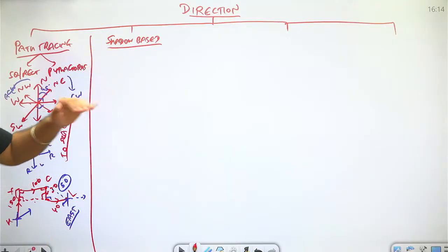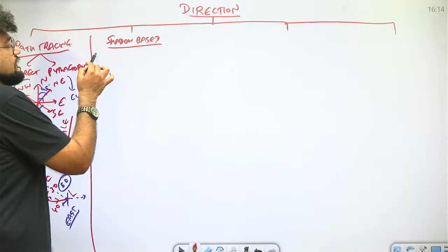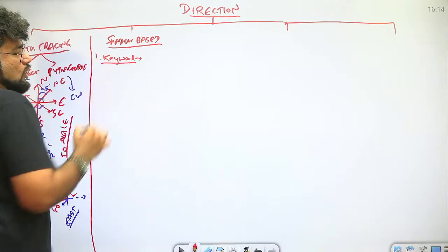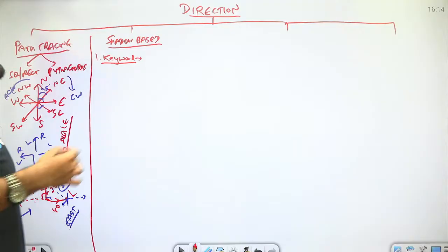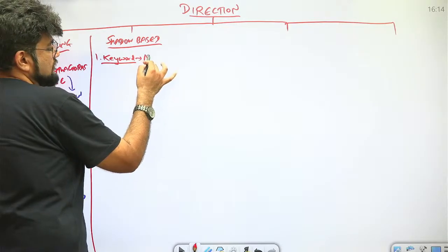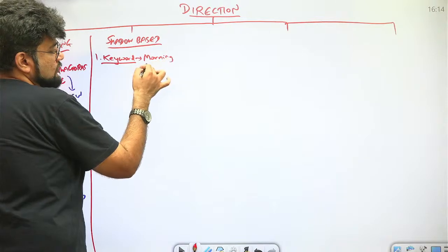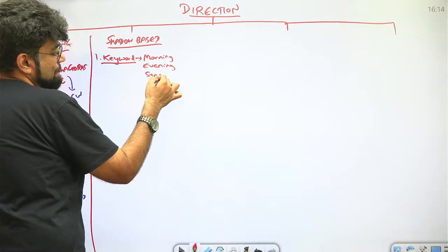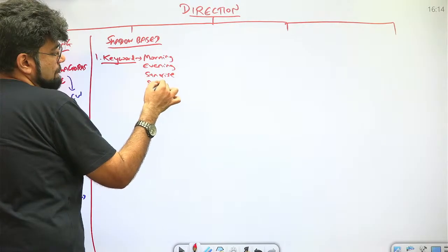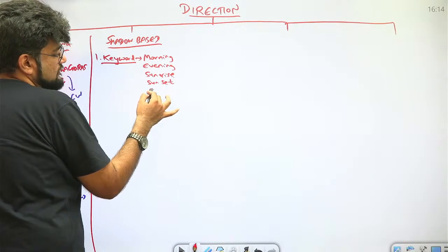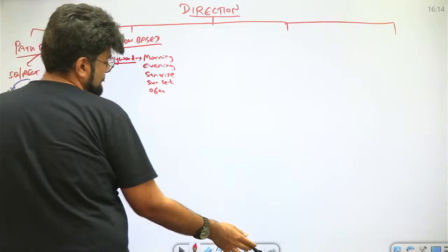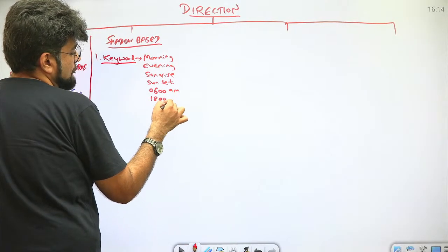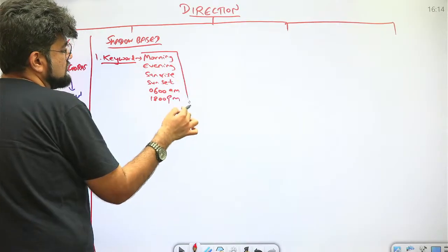So let me break it down for you one by one. The first thing which they will give you will be a keyword. They will usually start with a particular keyword. What can the keywords be? So they will have options like morning, evening, they'll say sunrise, sunset, or they'll give you a time, 6 a.m. in the morning, or they'll say 6 p.m. in the evening. Any of these keywords they can use.